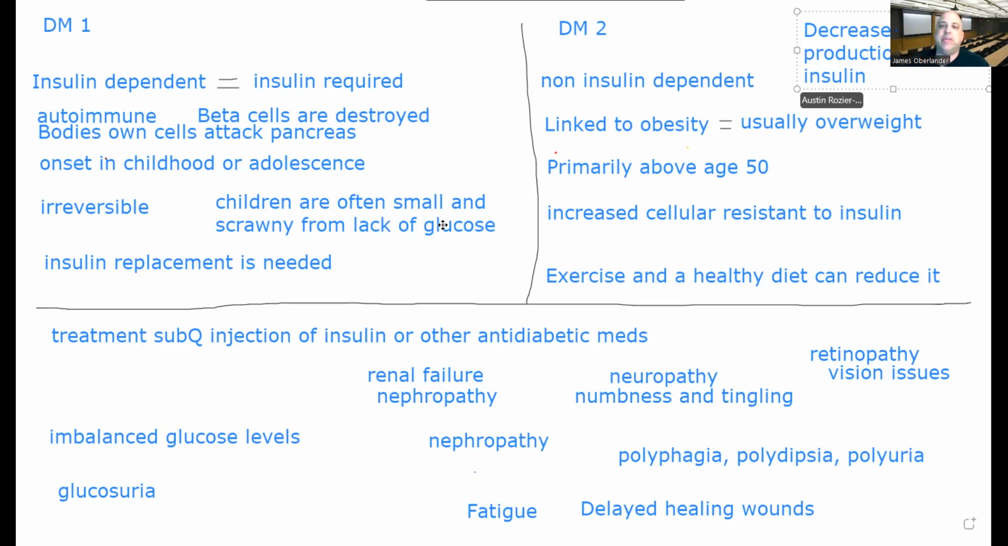Type 2 diabetes is where individuals are overweight first as a precursor. It's not that being small and scrawny is a precursor to diabetes. In type 1, that's the result of it. In type 2, you start with being overweight and that puts you at risk for type 2 diabetes. So that's why the populations are different.